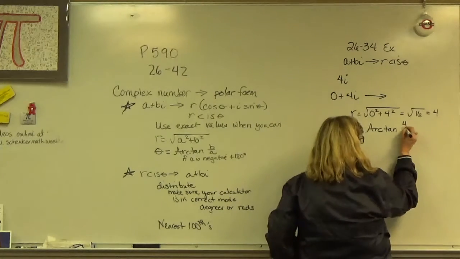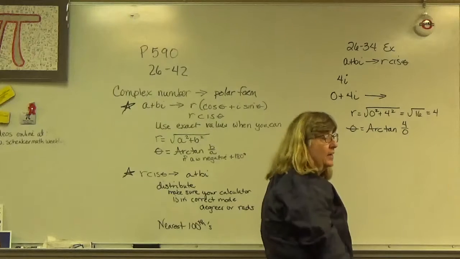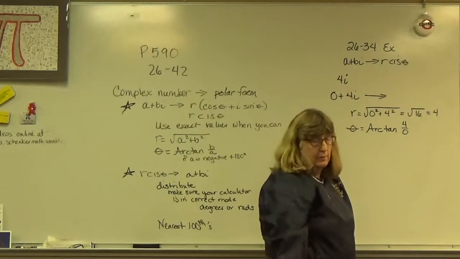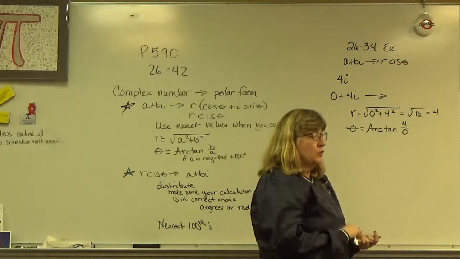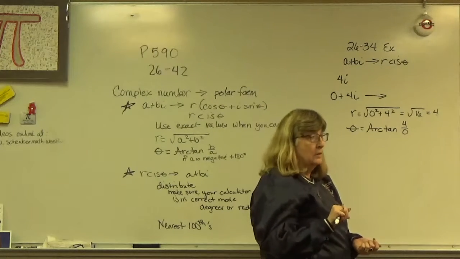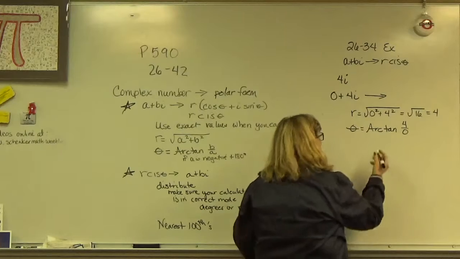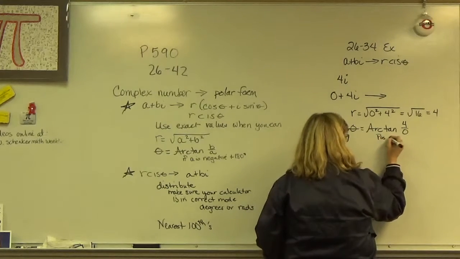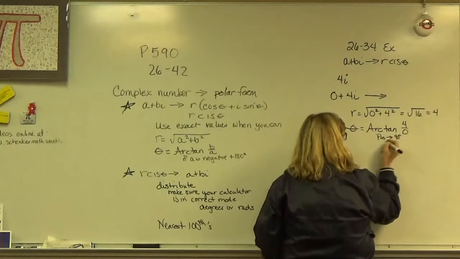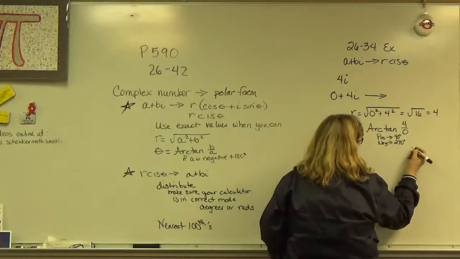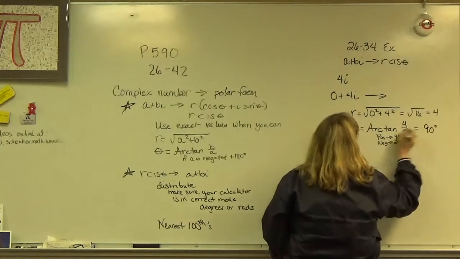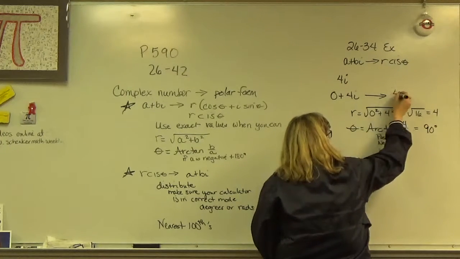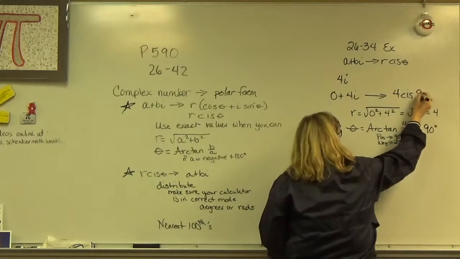Now, this is like before. It's undefined. Your calculator can't do it for you. Those are ones you have to know. So where's the tangent undefined? There are 2 places: 270 and 90. If you see a positive involved, you're going to take 90. If you see a negative number involved, you're going to take 270. So this answer is going to be which one? 90, because 4 is positive. So my answer here is 4 cis 90.